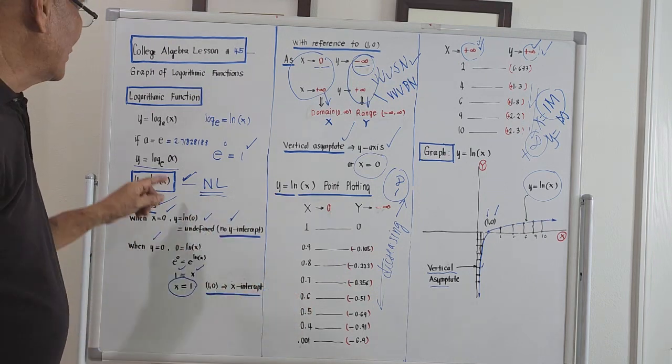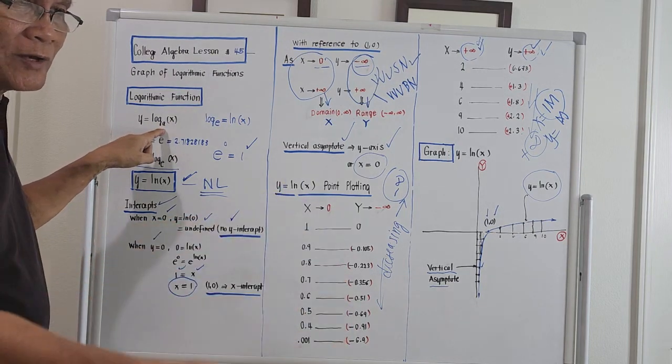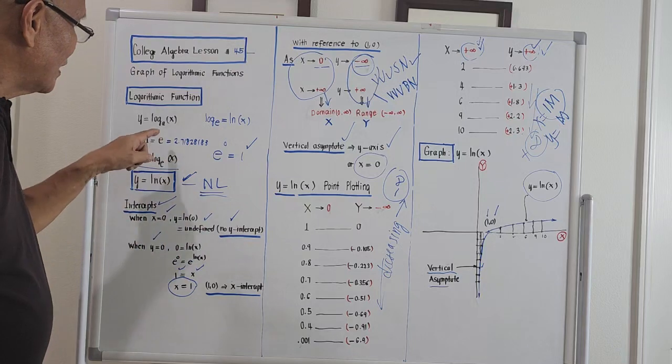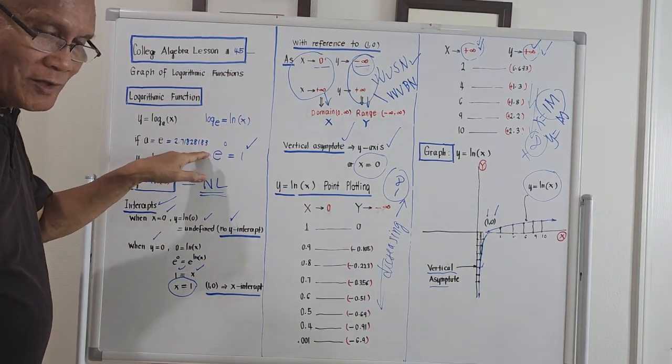We don't mind other bases, okay? Because this base a here could take any value. To concentrate on the natural logarithm, we will let this a here equal to e. And that e is 2.718 approximately.